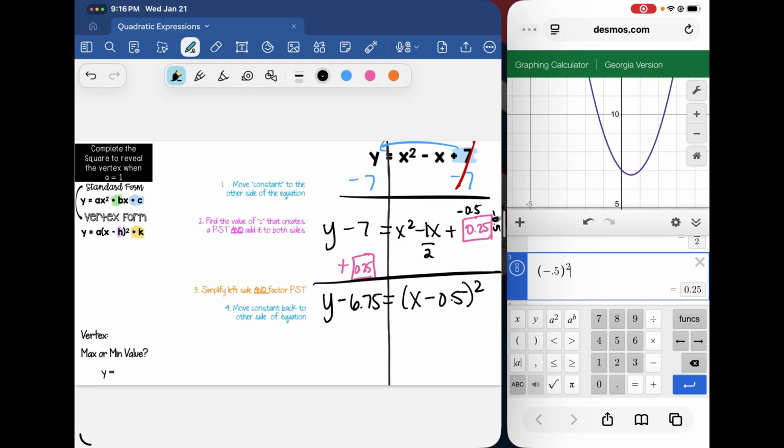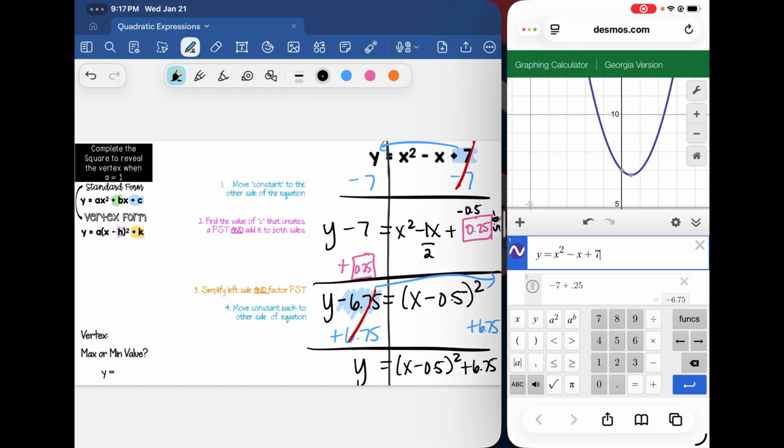Is it in factored form? Vertex form yet? Absolutely not. What should we do? We have to take this constant term and move it back to the other side. What's the opposite of subtracting 6.75? Adding 6.75. Whatever I do to one side, I have to do to the other side. Well, what's going to cancel out? These, because they're opposites, which will give me y is equal to x minus 0.5 squared plus 6.75.